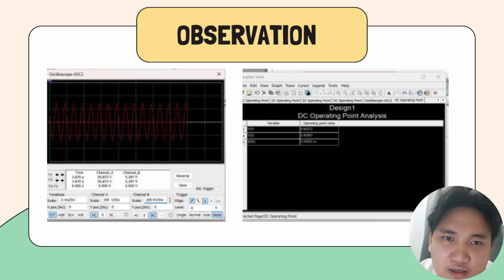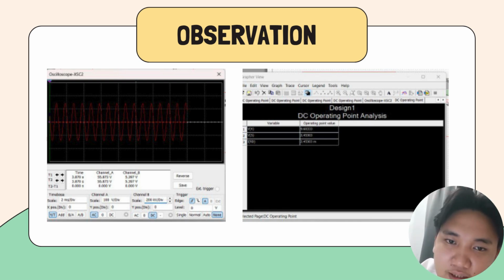For voltage gain observation, by comparing the peak-to-peak voltage of the input and output signals, the voltage gain of the amplifier can be estimated. The simulated voltage gain is consistent with the theoretical value calculated earlier. Any small deviation between theoretical and simulated results can be attributed to non-ideal effects in the JFET model and component tolerance.